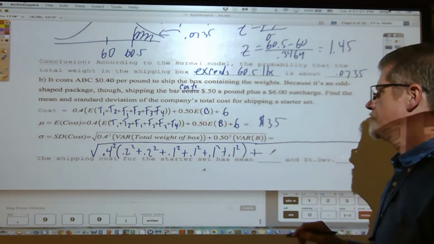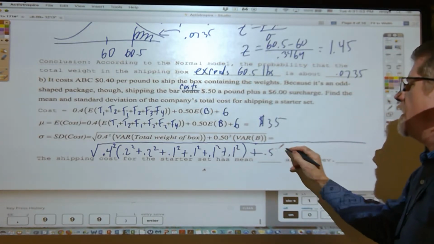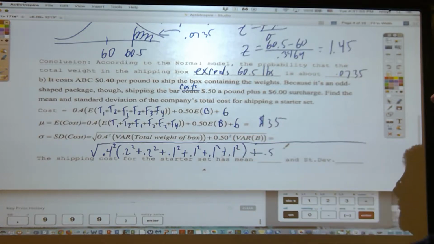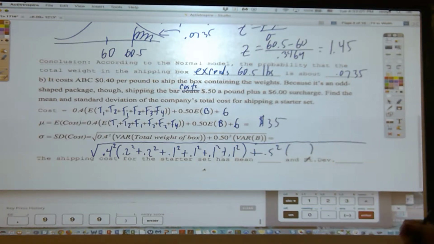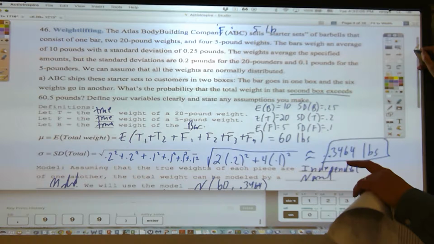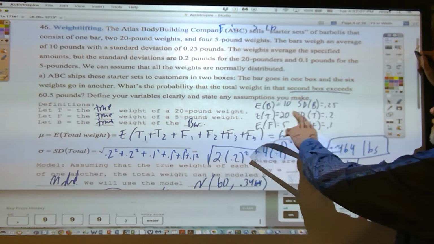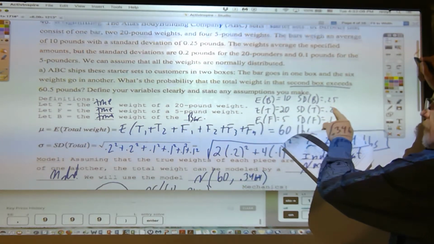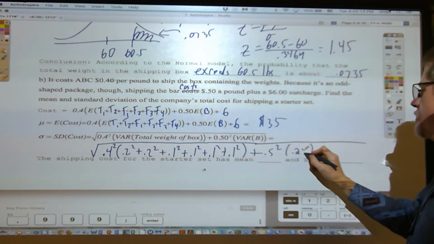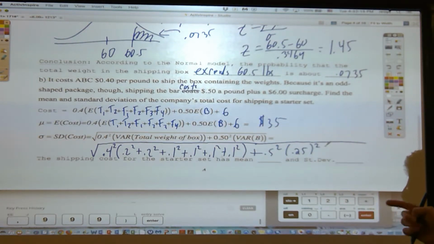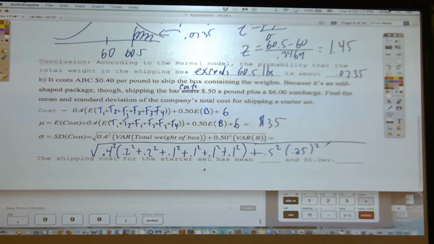And then the 0.5 is going to multiply onto the standard deviation of the bar and then get squared. So it's really going to be 0.5 squared times the variance of the bar. And remember, the bar's standard deviation was 0.25. So it's 0.5 squared times 0.25 squared. That's what has to be typed into the calculator.